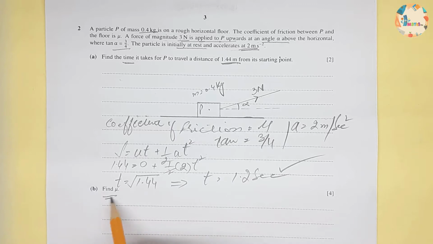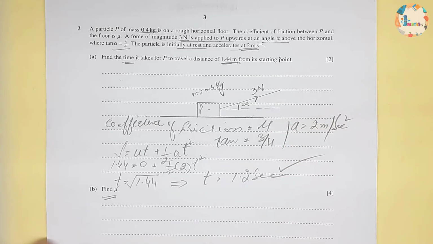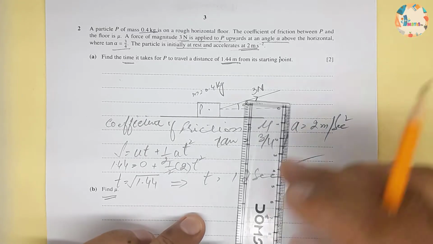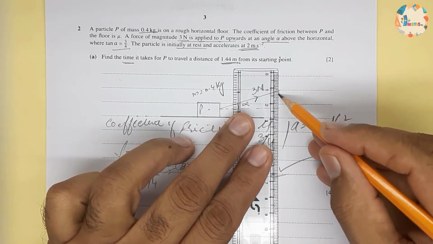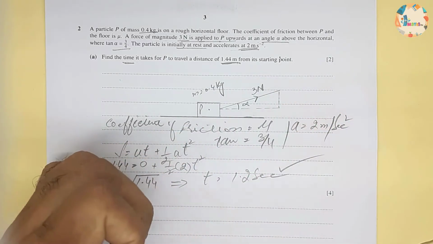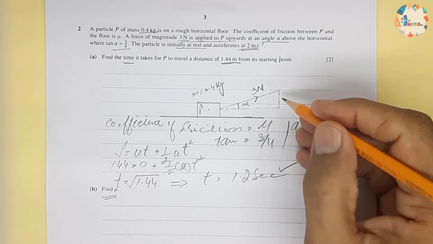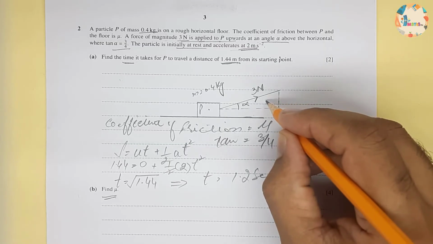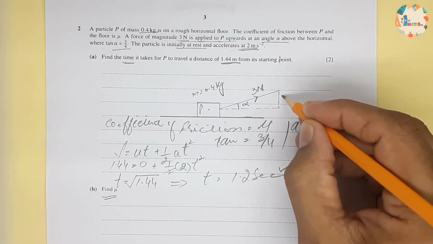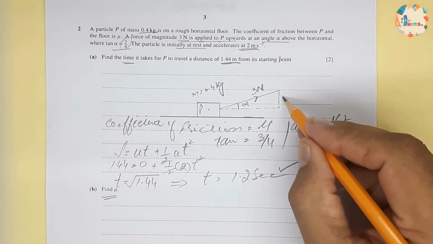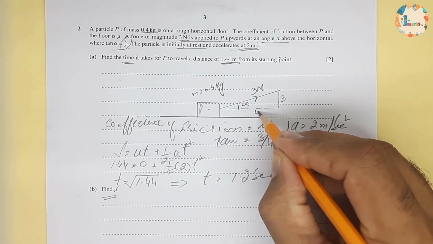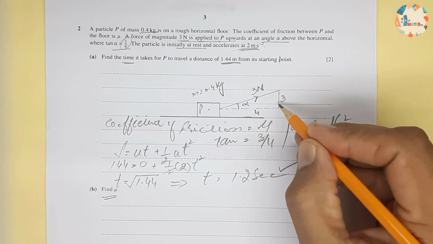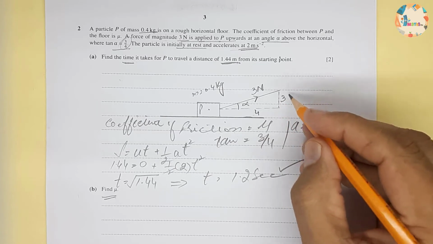And for the B part, we have to find the value of mu also. To find the value of mu, we can consider this triangle, and I will complete this triangle. So in this triangle, this is basically tan theta they have provided. Tan will be opposite over adjacent, so tan is 3/4, so this side is 3, this side is 4. This is how the information is provided.